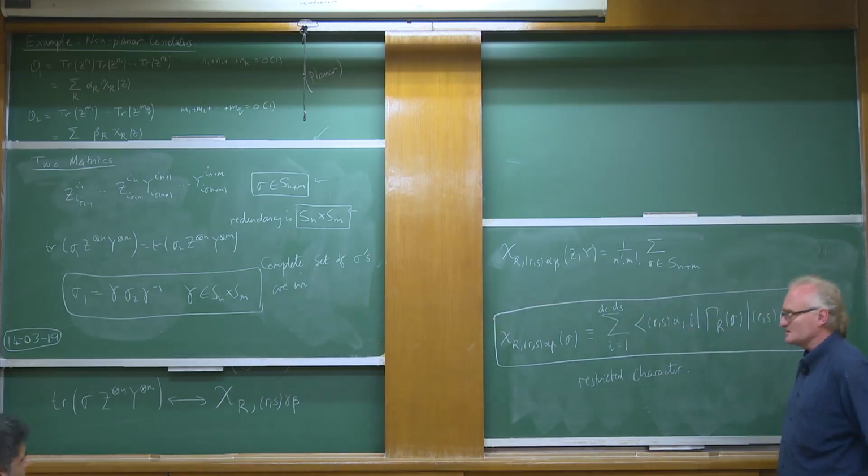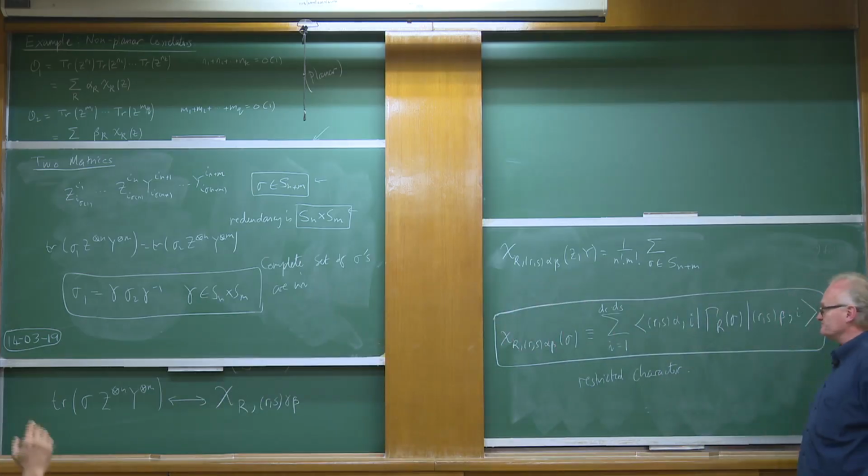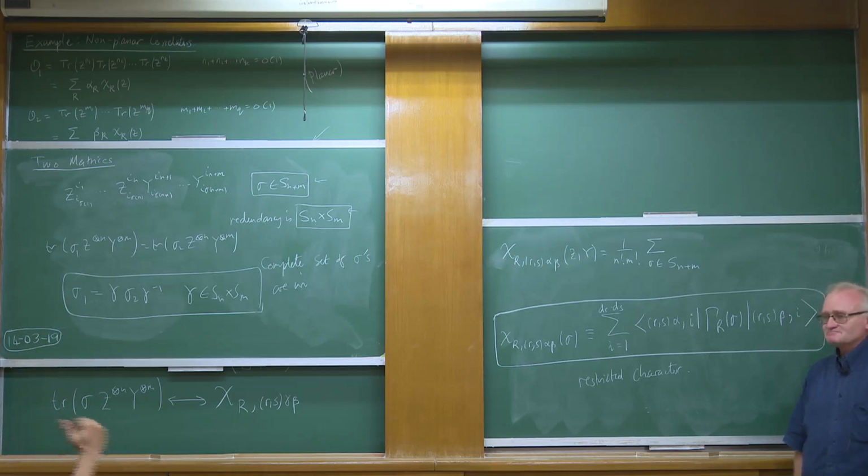Perfect. Okay, so I've got this R, the representation of the permutation element sigma in representation R. This is some big matrix that acts on a Hilbert space. Yep. Okay. Now this Hilbert space can be broken up into sub-Hilbert spaces. The vector space on which it acts can be broken up into sub-vector spaces which are labeled by RS and degeneracy in RS.